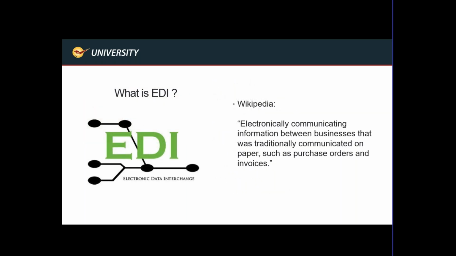So what is EDI? According to Wikipedia, EDI is Electronic Data Interchange, and what that means is it's electronically communicating information between businesses that was traditionally communicated on paper, such as purchase orders and invoices.